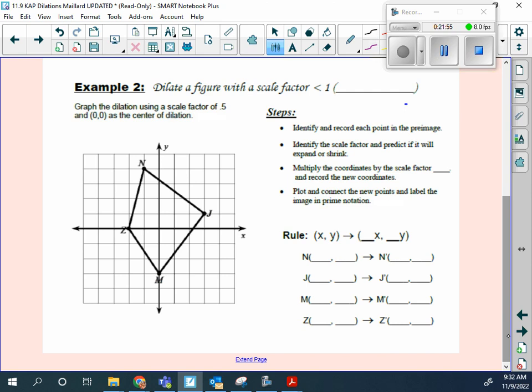Example 2. Graph the dilation using a scale factor of 0.5. So this is going to be a scale factor less than 1. What is this going to be? A reduction. Perfect. We're going to do the same steps. We're going to identify and record each point in the image. So here's our origin. Where's N? Negative 1, 4. Go ahead and finish them out.